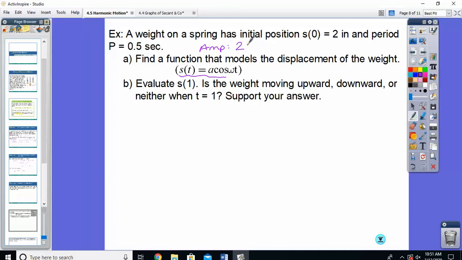Am I flipping this one? No, because it started out at its high point. P is my period, so we know the period is 0.5. So we have S of t equals 2 cosine. We just have to find this omega. So remember, period is 2 pi divided by omega, and that equals 0.5, or 1/2. So if I cross multiply, omega is 4 pi. So it's 2 cosine of 4 pi t.